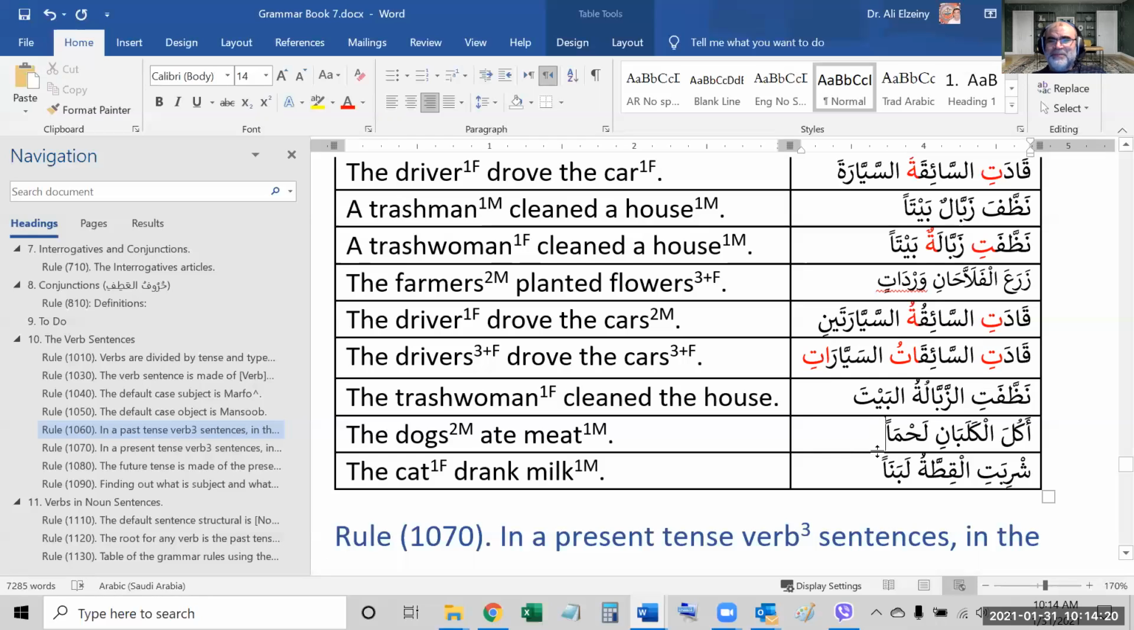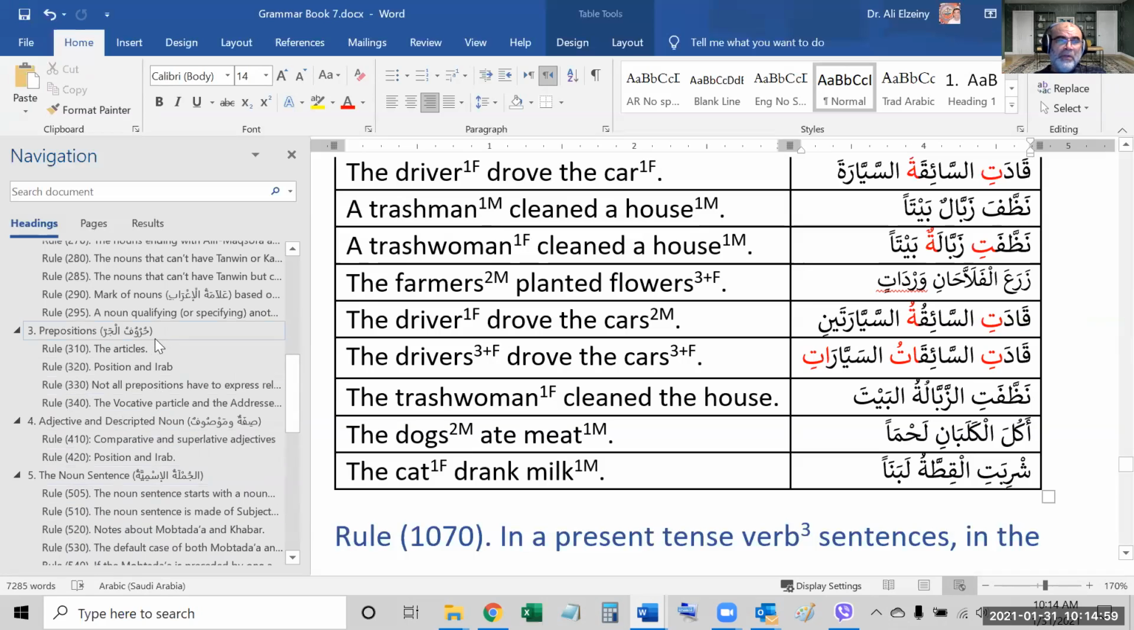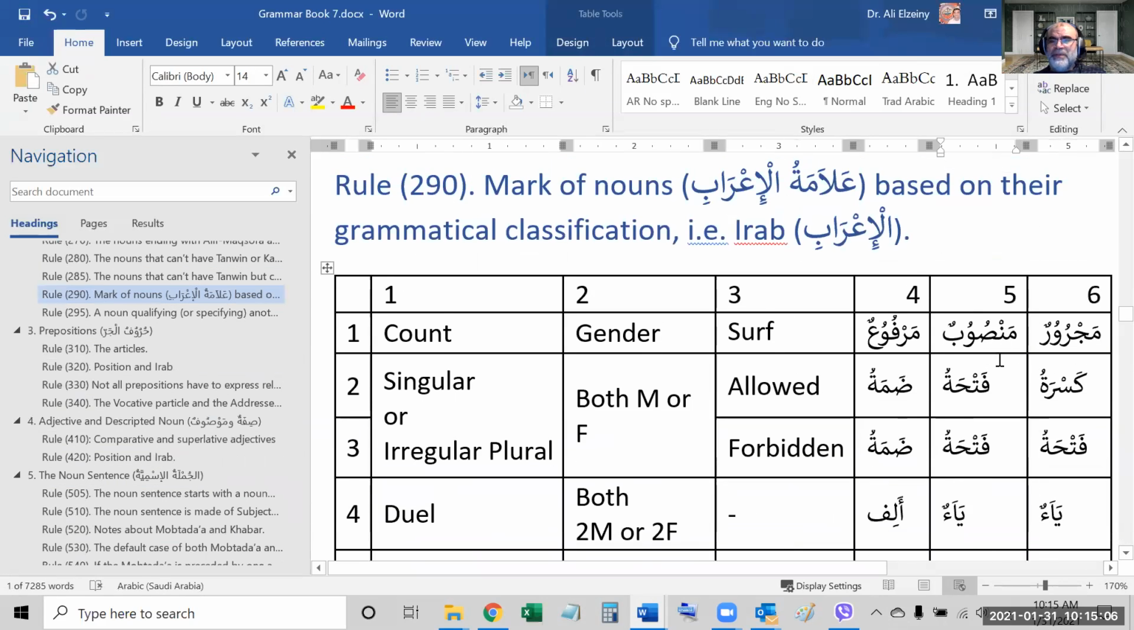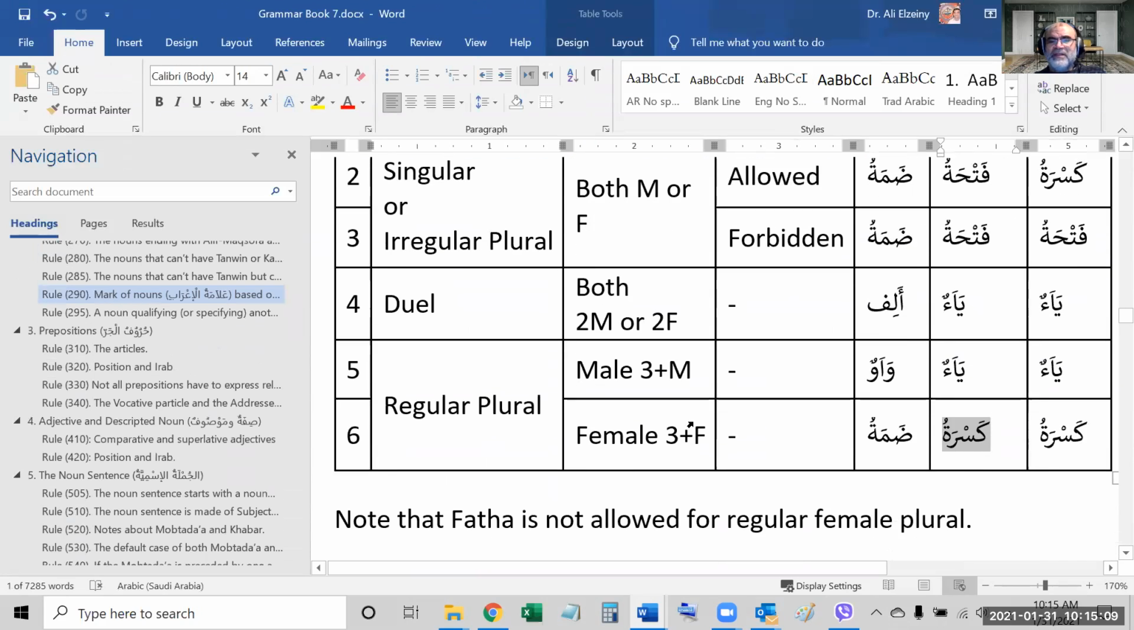Now, the regular female plural, which is 3 plus F, when it is mansoob, the haraka is kasra. So if we say i'rab for this, we will say this is maf'ul bihi, which is object, mansoob bil kasra. Why kasra? Because it is regular female plural.